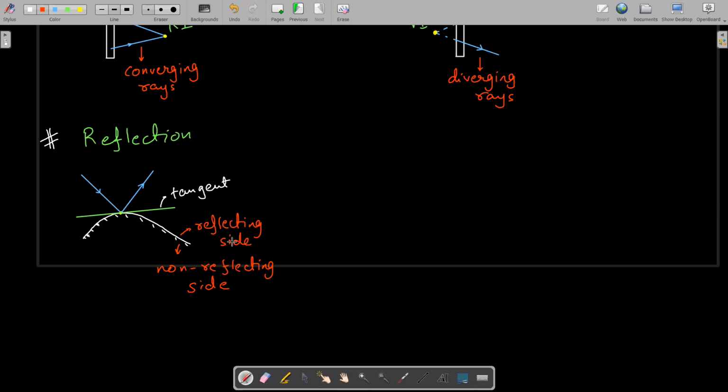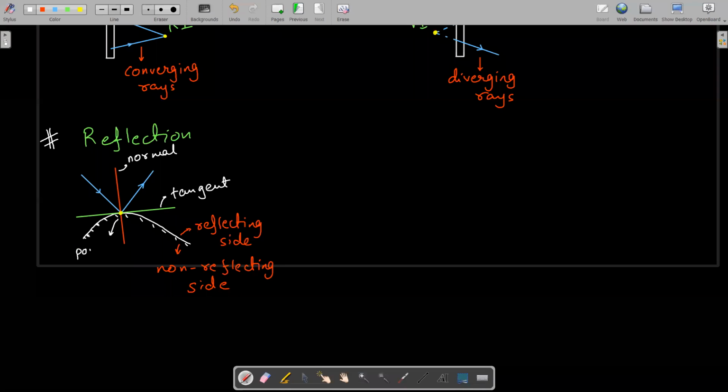And the other line that I'd like to draw is the one which is perpendicular to the tangent at that point, and that line is called the normal. Now these lines are all defined for this particular point. And what is this point called? This point is called the point of incidence.